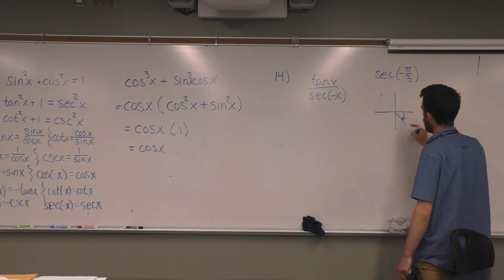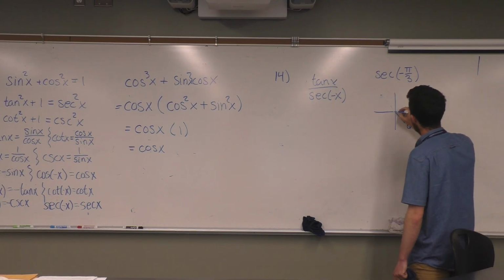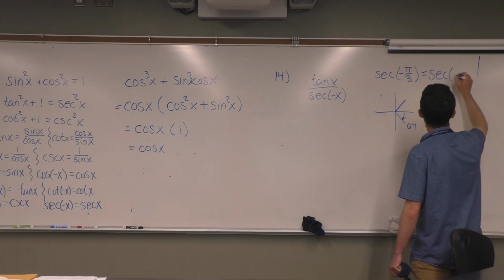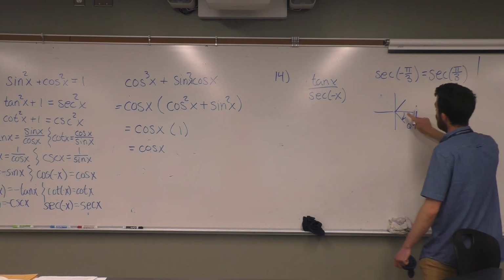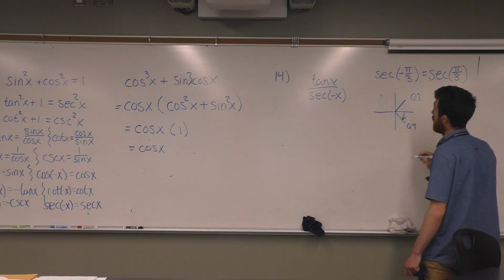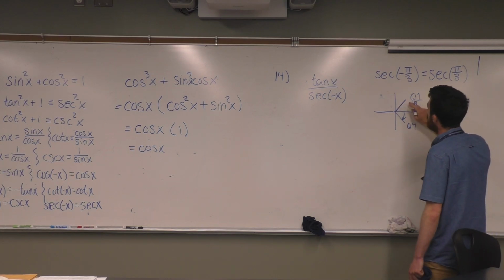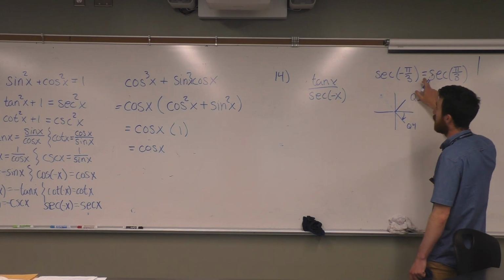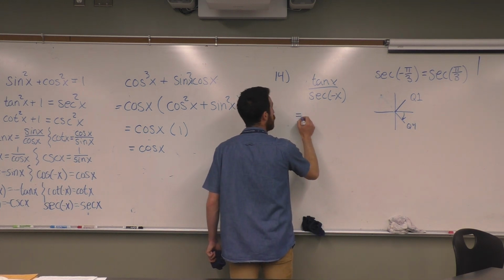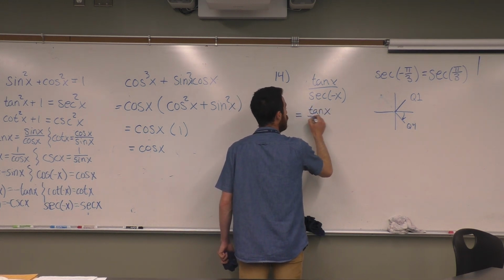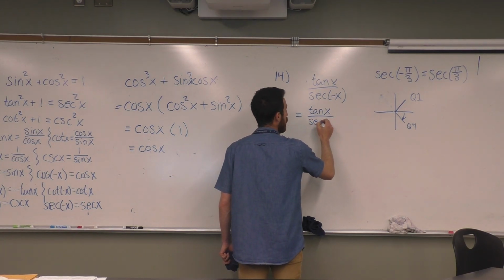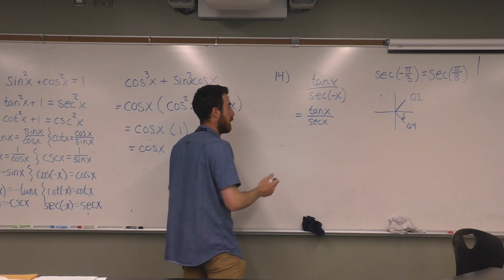Secant of negative pi over 3, we're in quadrant 4. Secant of positive pi over 3, we're in quadrant 1. And so we know that they have the same reference angle, so the value is the same. But secant and cosine are both positive there, so they're equal to each other. That's what I mean by an even function. And that's why right here, I could say that regardless of what the value of x is, it will be true that both angles will be in quadrants that are the same sign. And so I can directly turn this secant of negative x into secant of x.